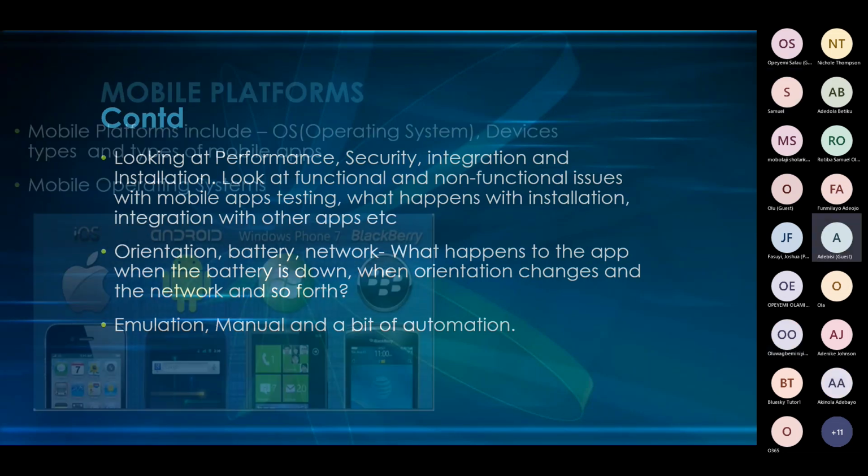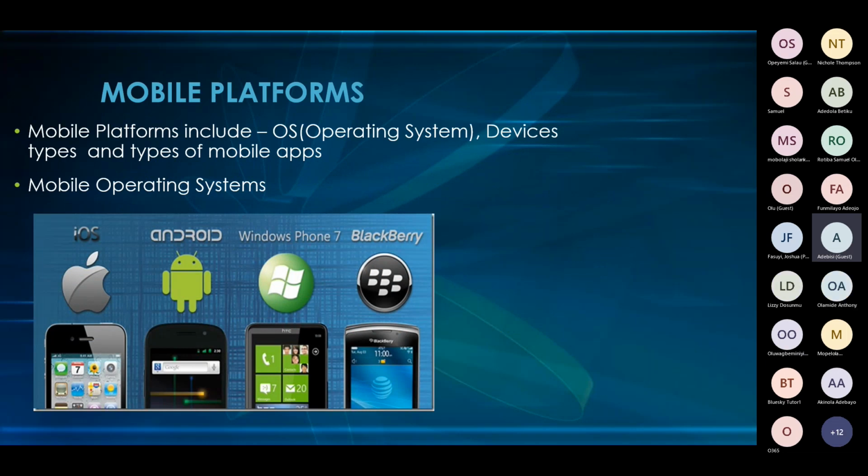Okay. So we have what we call mobile platforms. These mobile platforms include our operating system, that is OS. So sometimes if I'm not saying operating system and I'm saying OS, please do understand that what I mean is operating systems. And then devices, platform devices, operating systems. Then we look at types of mobile devices.